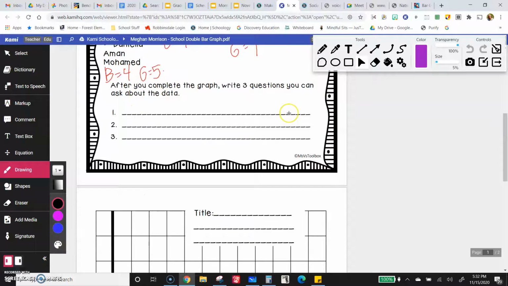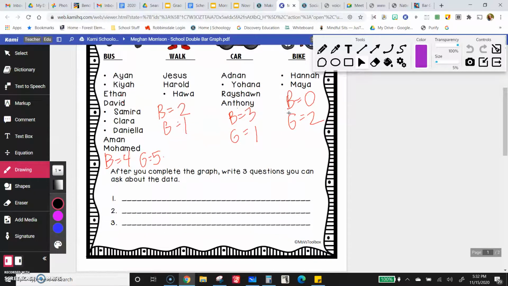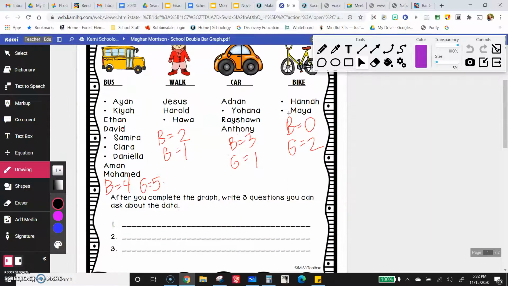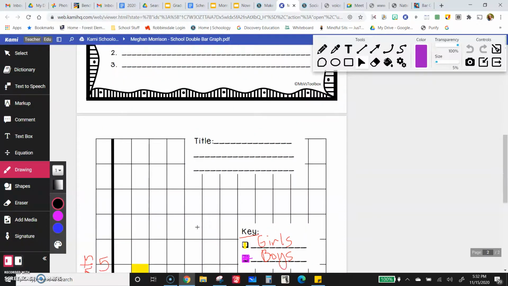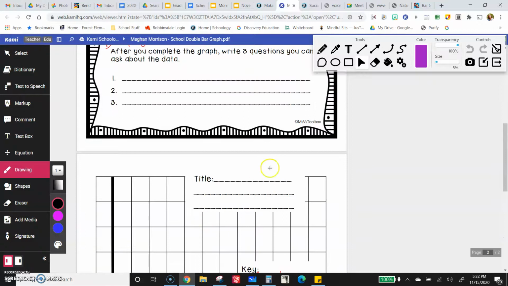Once you're done, try and think of 3 questions you could ask. How many total students are there? How many girls went on the bus? How many girls walked or drove in their car? Well, not obviously the kids didn't drive the car, rode in the car. How many more girls or boys rode in the car than biked? So see if you can write questions as if you were the teacher asking students to think about the graph that you just made. Oh, and don't forget to give it a title as well. You got this.